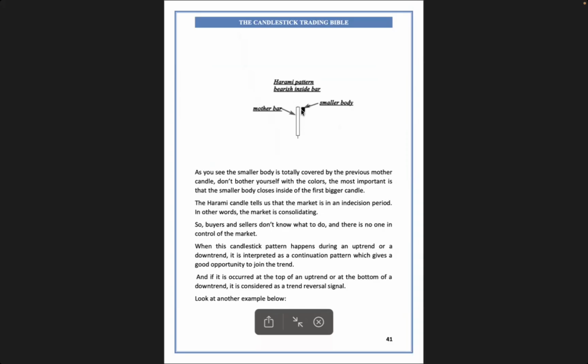It means the buyers were losing momentum, right? And if this is happening, it also means there's some drop in the pressure or in the momentum. So if we look at what was happening before this pattern, since there's a bullish one, before, buyers were in control, and now we have this pattern, which means the buyers are losing momentum and the sellers are gaining. So it tells us that the market is in an indecision period. In other words, the market is consolidating.